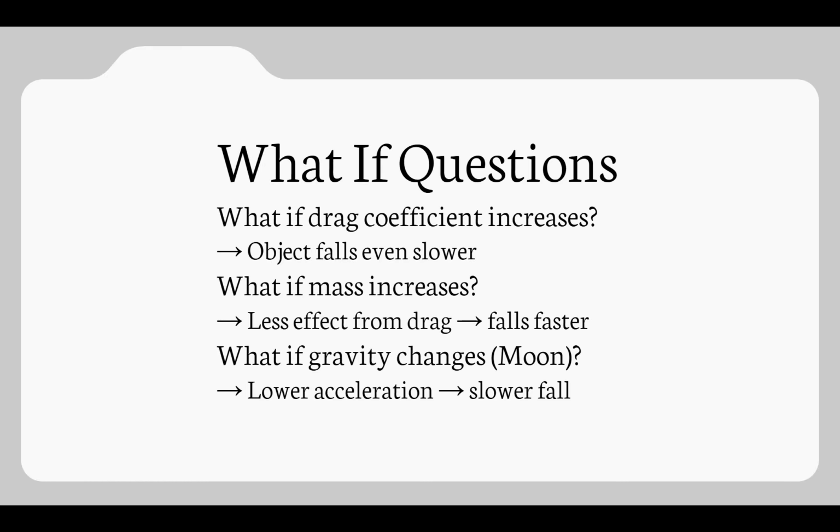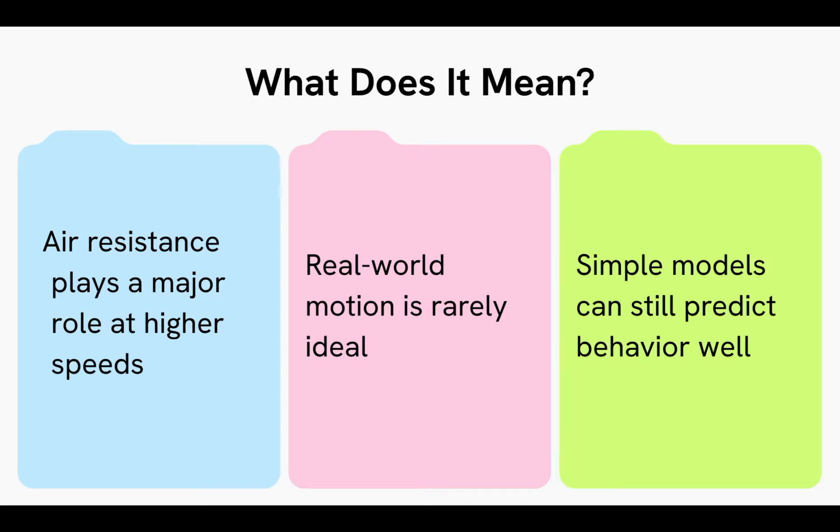And what if gravity changes? For example, what if we drop them on the moon with the same air resistance? The lower acceleration would mean a slower fall. What does this mean? Air resistance plays a major role at higher speeds. Real-world motion is rarely ideal, and simple models can still predict behavior well.